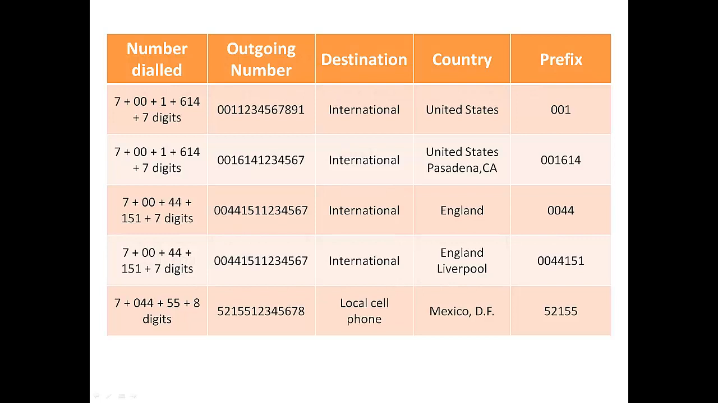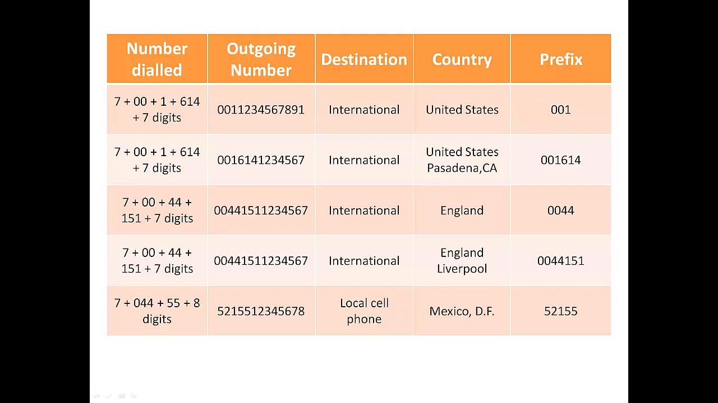Here we have some examples. We have the number dialed, the outgoing number, the destination, the country, and the prefix. So, if I want to make a base fee just for the United States, my prefix would be 001. But if I wanted to be more specific, then I could add the area code to the prefix. For example, for calls to Pasadena, my prefix would be 001-614.